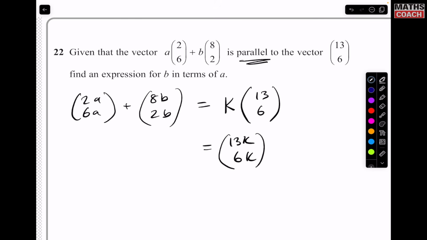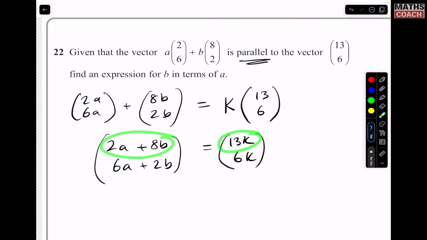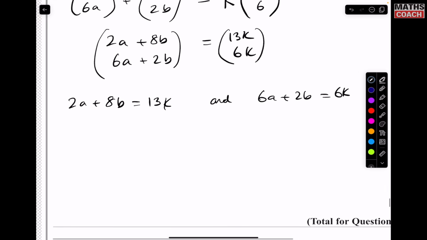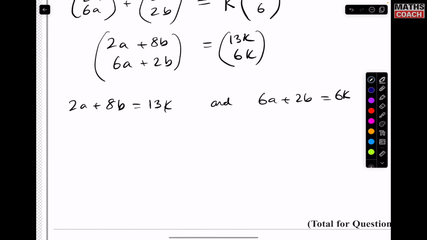So now we can collect these and these together. So we can have 2a plus 8b and 6a plus 2b. So this is equal to that, and this is equal to that. Let's write that down. So 2a plus 8b is equal to 13k, and 6a plus 2b is equal to 6k. Okay, let's solve this. Right, what we have to do is find a way of solving them simultaneously.